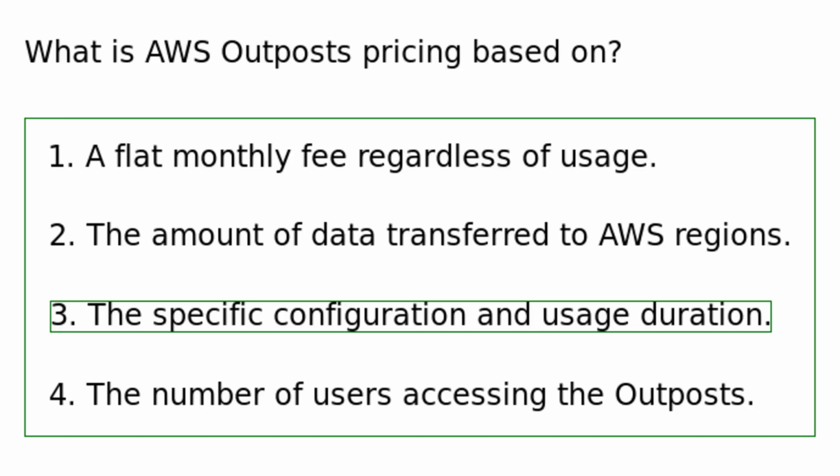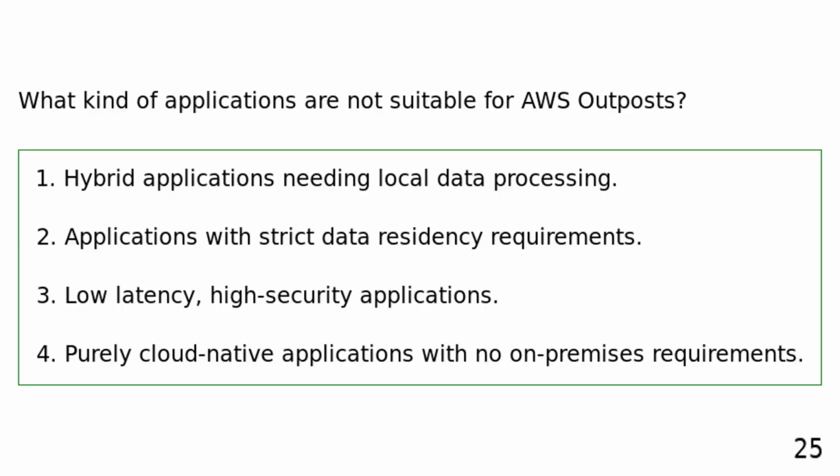AWS Outpost pricing depends on the specific hardware configuration chosen and the duration of usage, reflecting the resources and services consumed. What kind of applications are not suitable for AWS Outposts? Hybrid applications needing local data processing. Applications with strict data residency requirements. Low latency, high security applications. Purely cloud-native applications with no on-premises requirements.